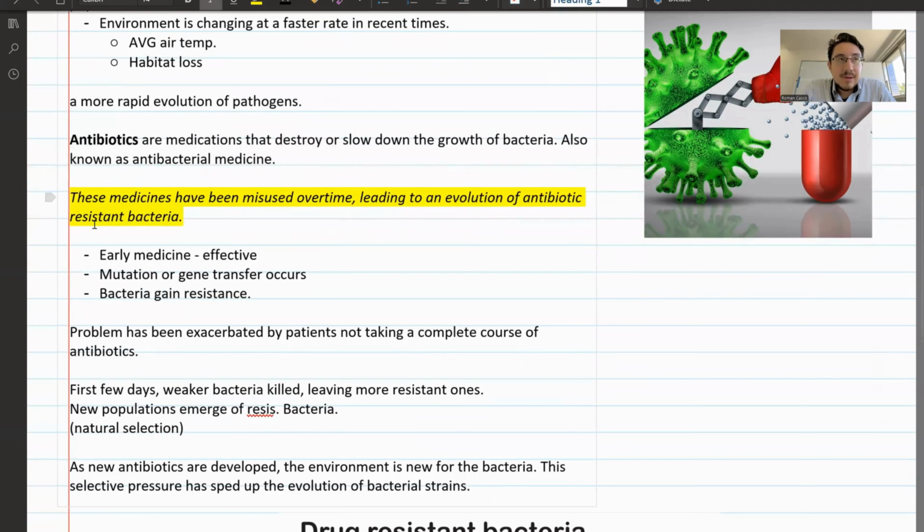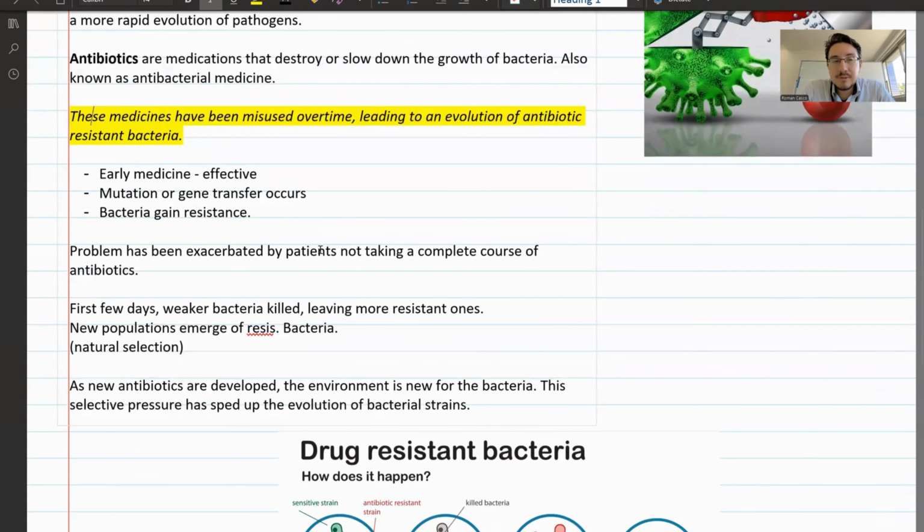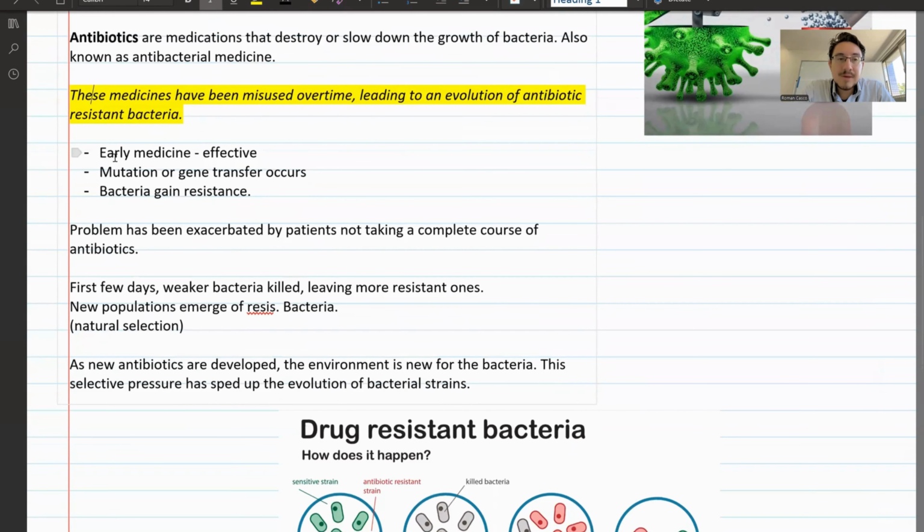So the problem with antibiotics is that if you overuse or misuse them by taking too much, you can lead to an evolutionary chain where you would produce antibiotic resistant bacteria, right? In the early days when antibiotics were first made, it was quite effective. It was new to this whole group of life of bacteria, right?